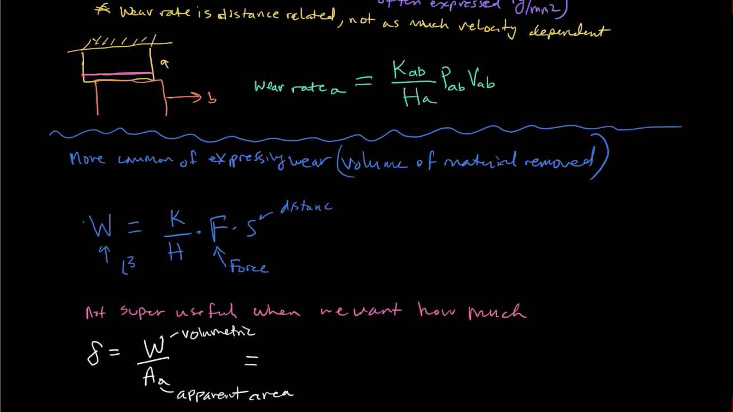In that case, we can just say that that is equal to our wear coefficient over the hardness times F times S times 1 over the apparent area A, or KFS over HA, if we want to look at the actual amount of material moved. This would be, say, millimeters or inches or whatever units of length you're using.